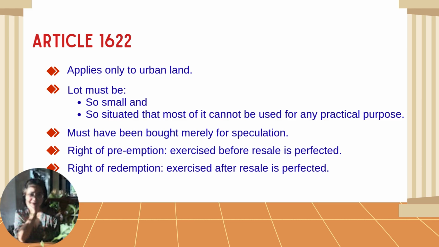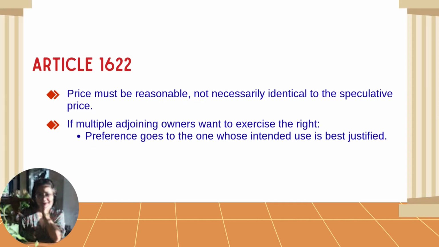So, right of preemption, this right is exercised before the resale is perfected. Right of redemption, this means that this right is exercised after the resale has been perfected. Price must be reasonable, not necessarily identical to the speculative price. So this means that the adjoining owner has the right to acquire the land at a reasonable price, which is not necessarily identical to the speculative price. And when two or more owners of adjoining land seek to exercise the right, preference goes to the owner whose intended use of the land in question appears best justified.